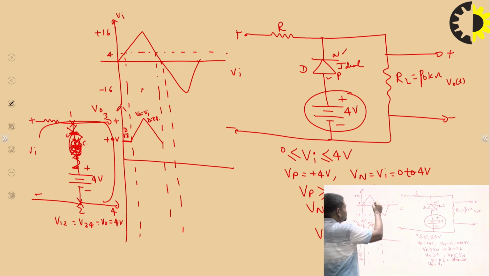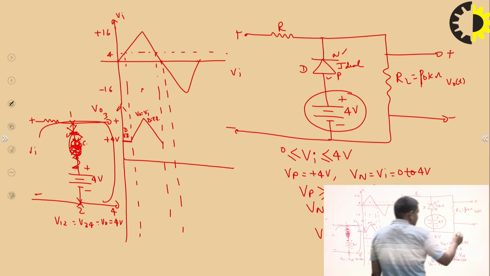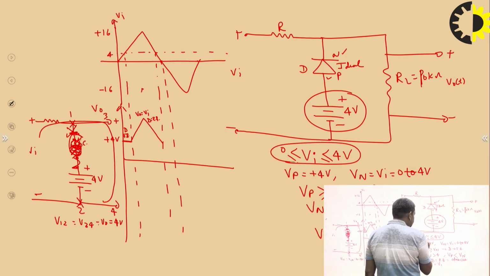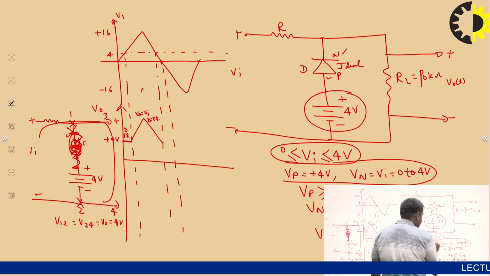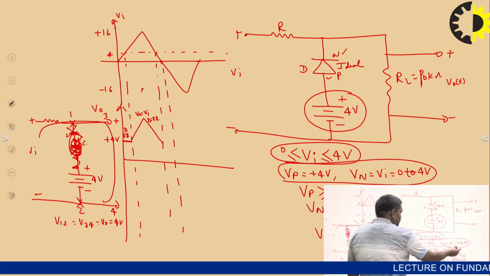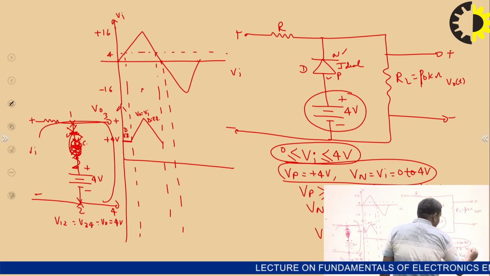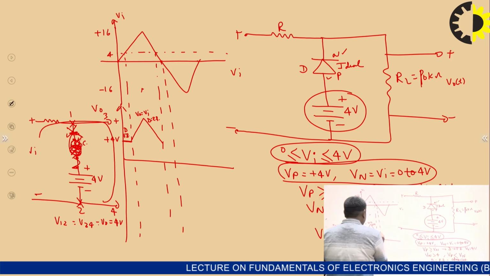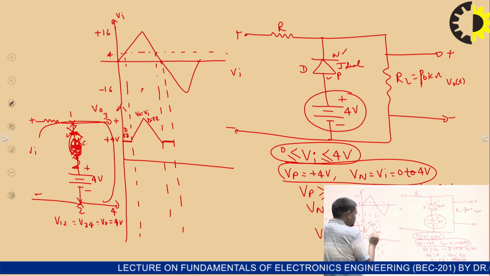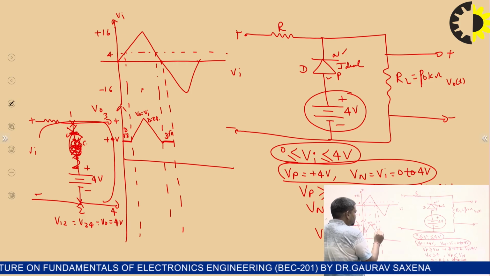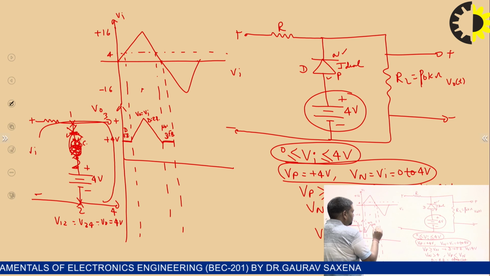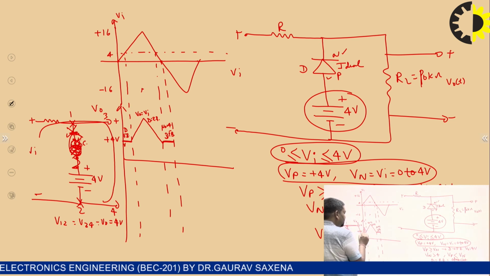When Vi goes from 4 to 0, this condition is repeated: the diode is forward biased and the output voltage is maintained at 4 volt. So in this case, V naught is equal to 4 volt, and the same voltage appears.